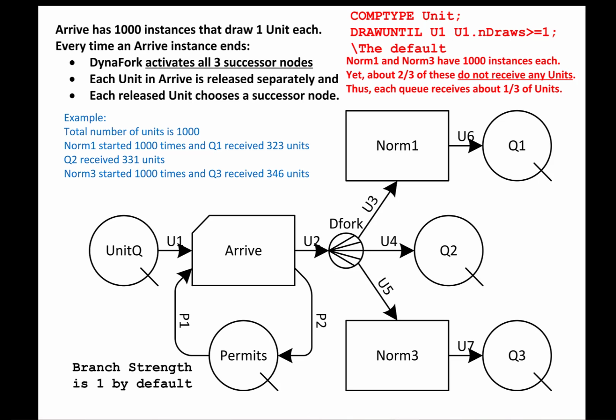The last 2 models that illustrate the use of dynamic forks with characterized resources are indeed the best examples of the use of Dynaforks in actual simulation models. In other words, dynamic forks or Dynaforks are best used to route characterized resources. These characterized resources always arrive one at a time, and each arriving characterized resource can make its own choice as to which successor node to follow.